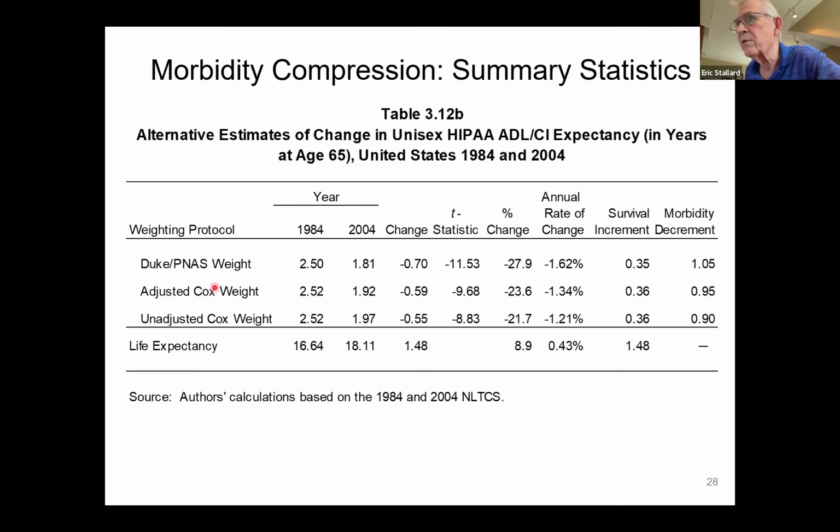We can actually compute these statistics. In this particular case, I wanted to look at the sensitivity to the different weights. The two that appear most plausible were the PNAS and the adjusted Cox weights, which are described in the SOA report, and the change is either 0.6 or 0.7. So that gives you an idea. The unadjusted Cox weight, which we didn't recommend, was 4/100ths of a year lower, and there were t-tests again up near the range of 10. So these are very precise estimates.